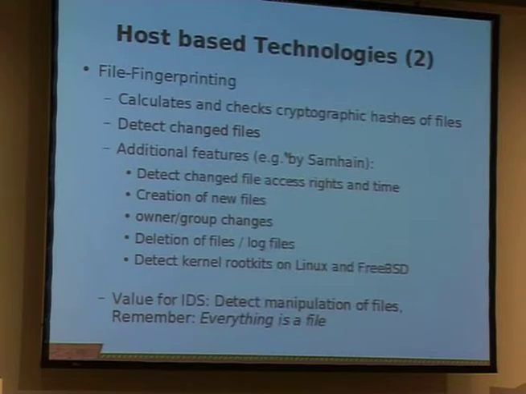For file fingerprinting there are different implementations. One of them is Samhain, as an example, which offers some additional features. It can detect changes in file access rights, access times, modification times, the creation of new files, changes in user and group configuration and rights, deletion of files, and also detect kernel rootkits on Linux and FreeBSD. The value for IDS is also very clear: you can detect the manipulation of files with them.